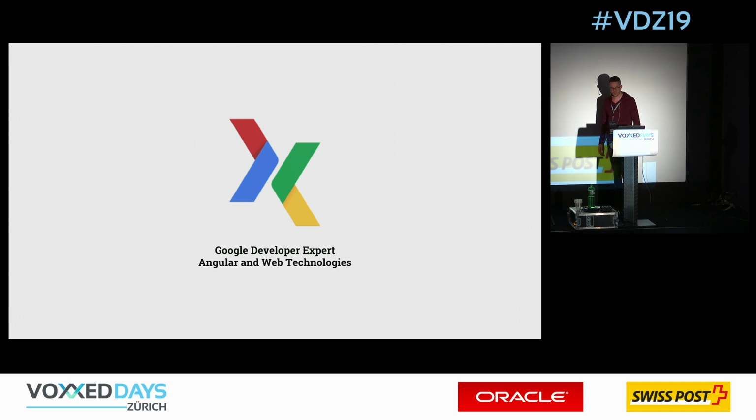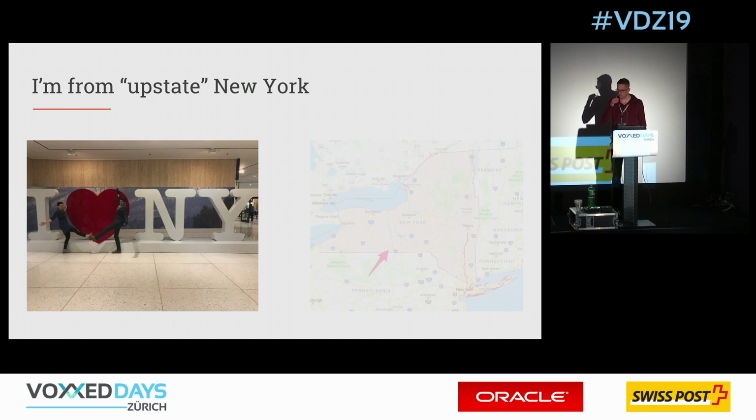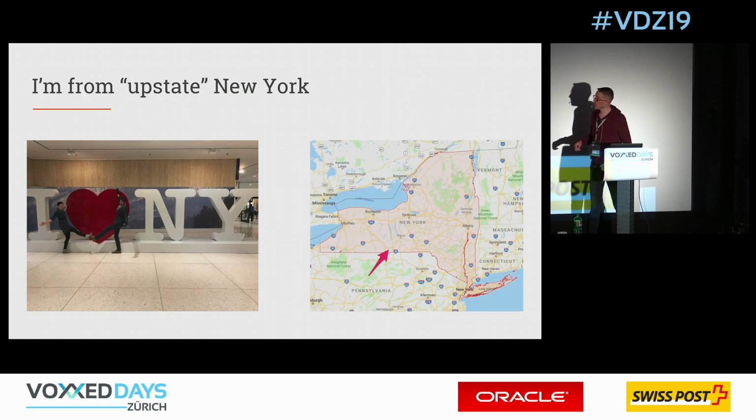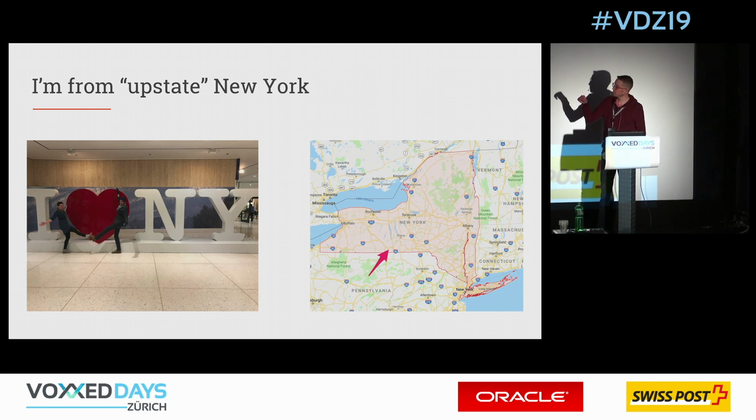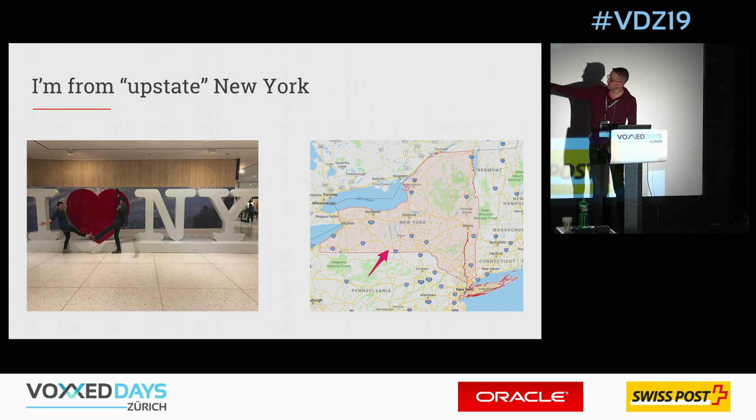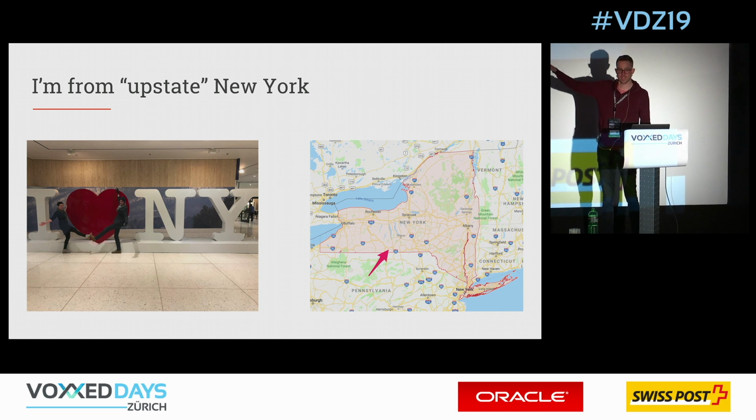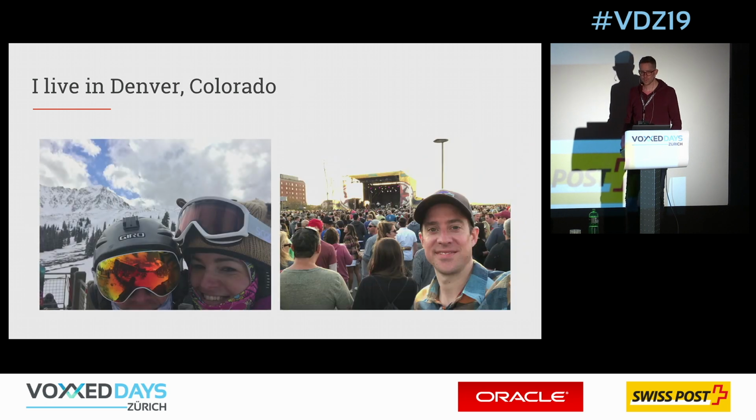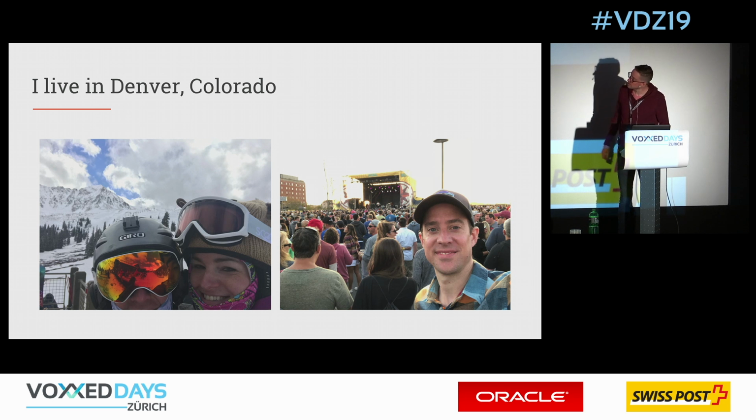I am a Google developer expert in Angular and web technologies. And I'm originally from upstate New York, so I'm from the States. And I tell a lot of people that I'm from New York, and they assume that I'm from this island down on the bottom, and that's not the case. So I'm actually from kind of in the middle of nowhere, and that's where I was born and raised. And I'm currently living in Denver, Colorado. And that's a picture of me and my wife skiing out at Vail, and then a picture of me there.